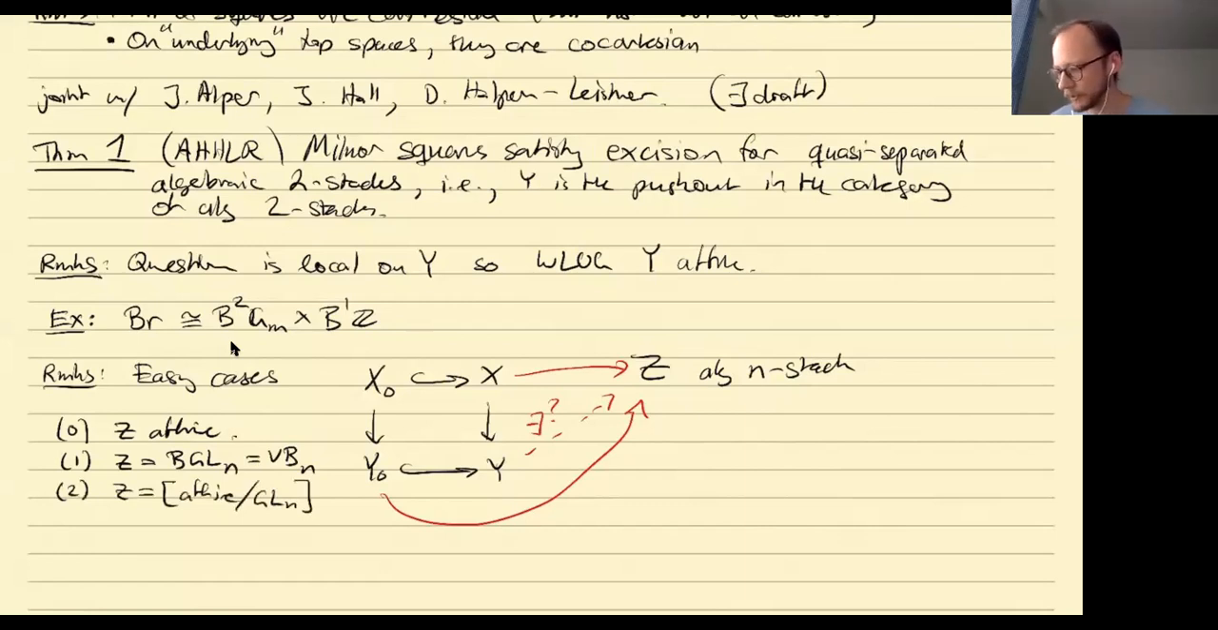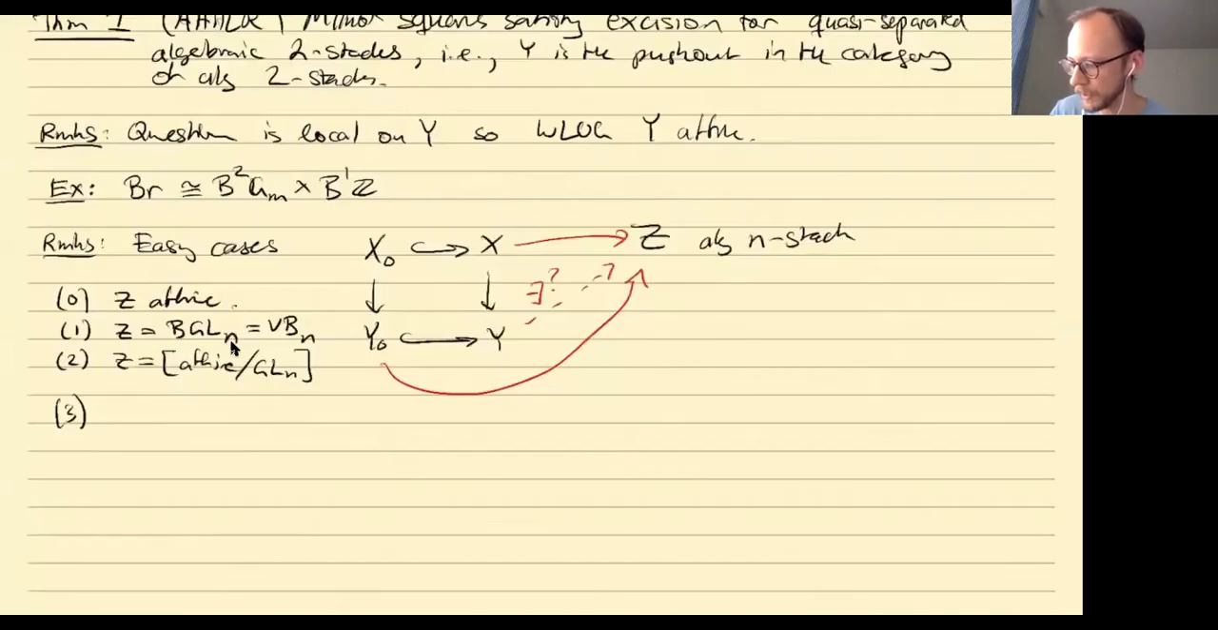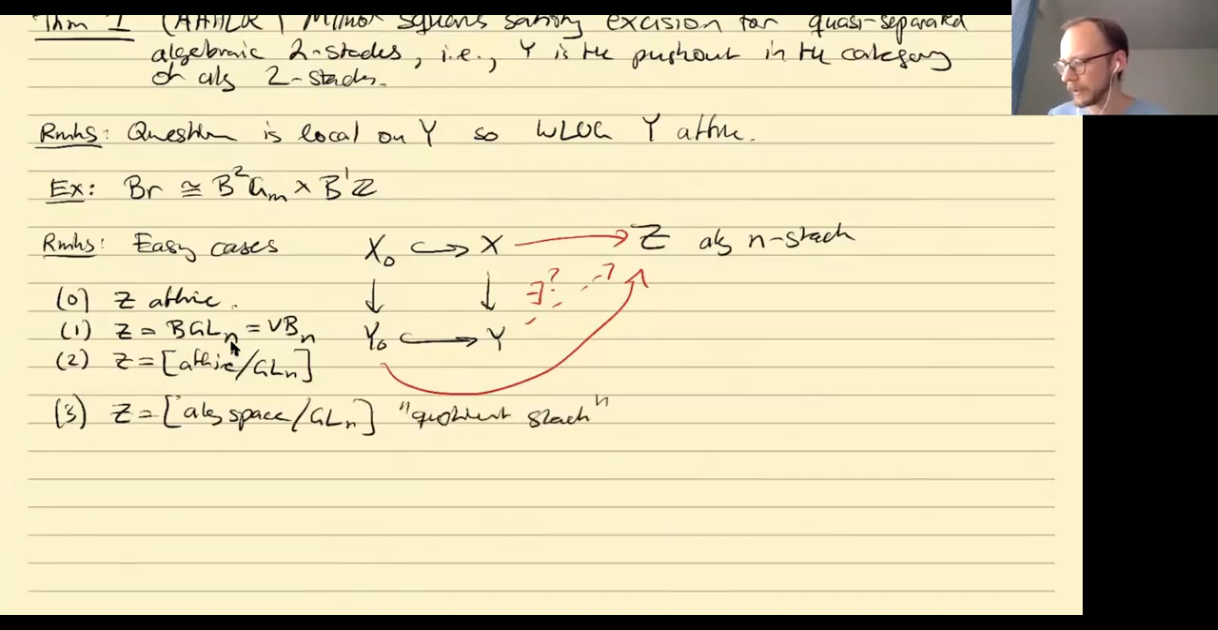And so you get some quotient stacks, and similarly, we're going to see it soon. But if my Z is not affine but, let's say, an algebraic space mod GLN, which is usually called a quotient stack, quotient 1 stack. This then reduces to the case of Z being an algebraic space. So if we can do algebraic space, we can do quotient stacks.